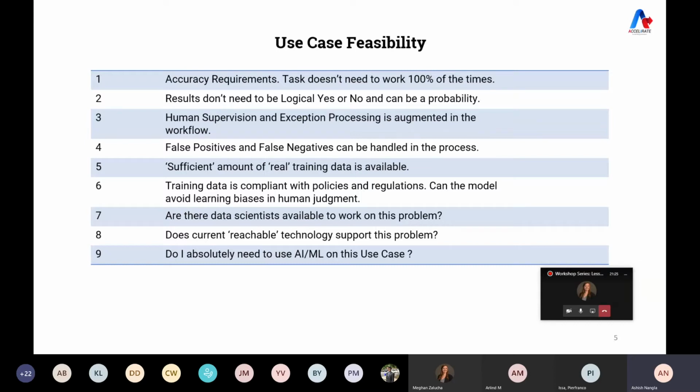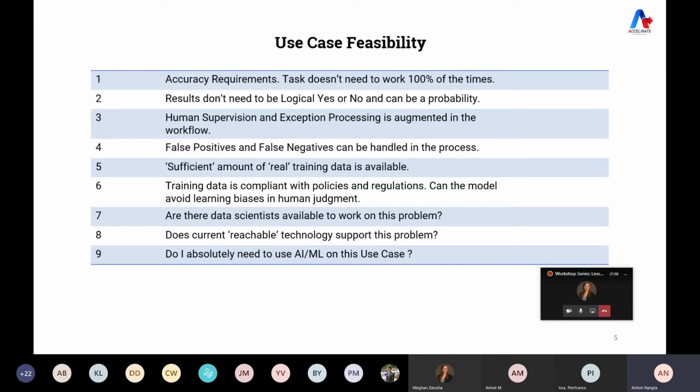Second, results don't need to be a logical yes or no and can be a probability. So there's a 60% chance this is a legal letter. We'll come to some of that. But those are more cases where we are looking at the results and not just yes or no, or other decision and rules engine like scenarios that we typically come across.